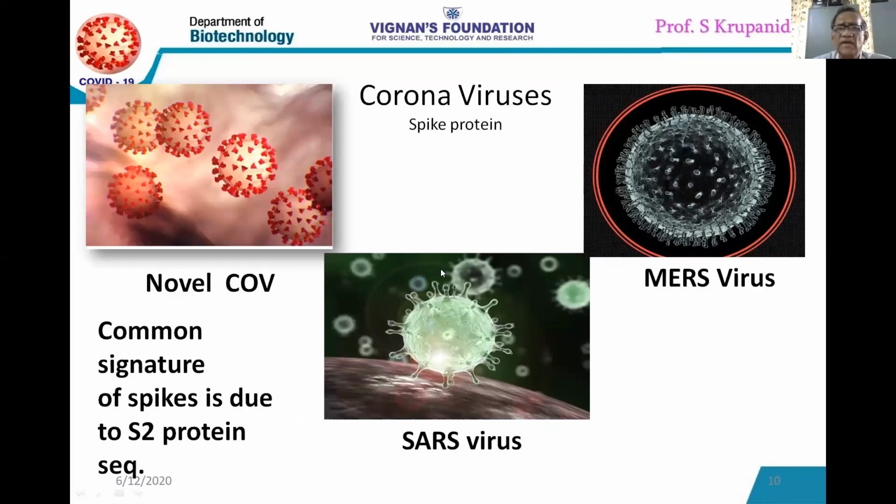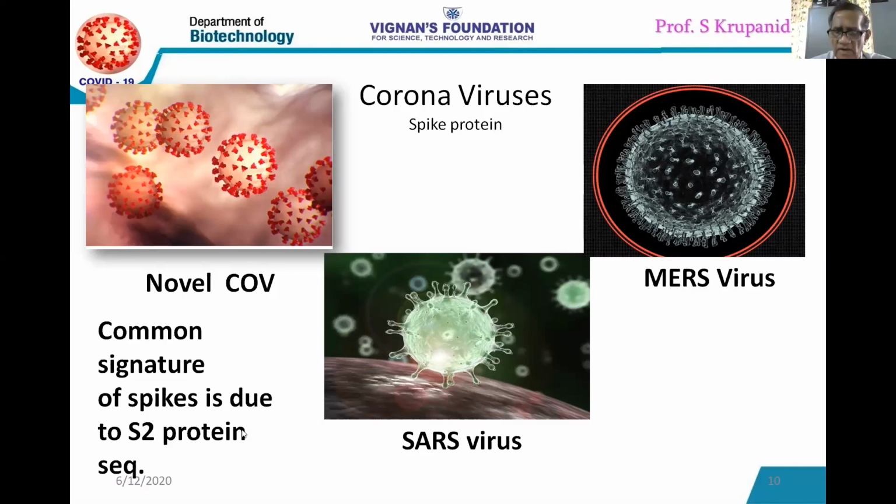And now these are a few coronaviruses: the novel coronavirus, that's what I have been showing you in the previous slide, the SARS virus and the MERS virus, that is Middle East Respiratory Syndrome virus. For all these, the common thing that we are observing here is the spike. Here is the spike. Here is the spike. Here is the spike. So the spike is a common signature in all these coronaviruses. That common signature has come from the S2 domain of the spike protein.